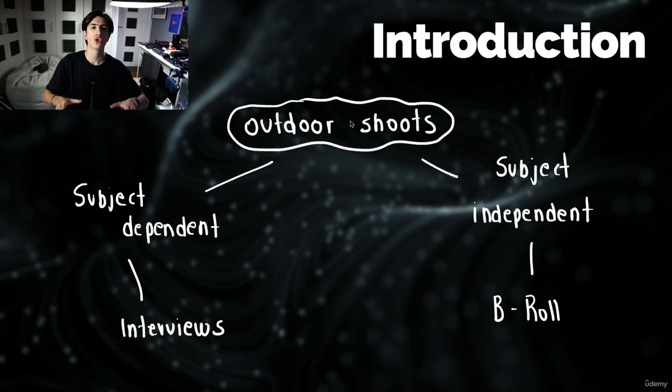Again, outdoor shoots, just like indoor shoots, are subdivided into categories: subject-dependent and subject-independent. Subject-dependent outdoor shoots, or A-roll, are usually going to be interviews or vlogs, which we're going to be analyzing in the next lesson. Subject-independent outdoor shoots are usually going to be B-roll shoots.